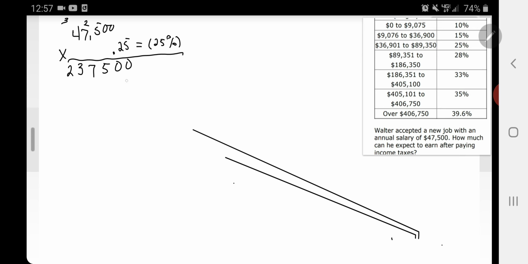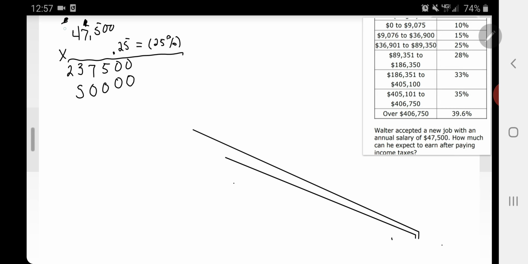Move on to the next number, so we need to add a placeholder. 2 times 0, 0 is 0. 2 times 0 is 0. 2 times 5 is 10, so carry over the 1. 2 times 7 is 14, plus that 1 is 15. Carry over the 1.